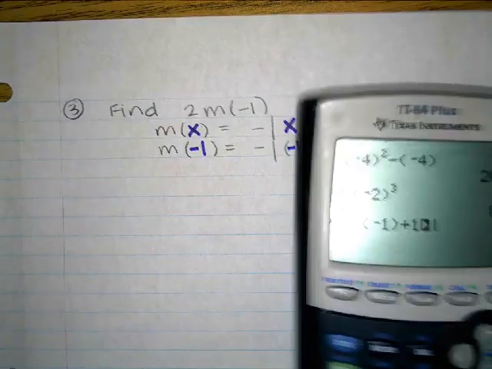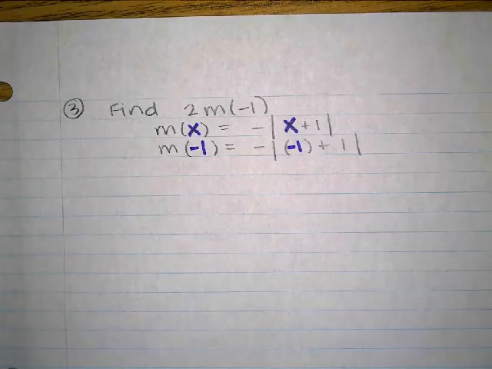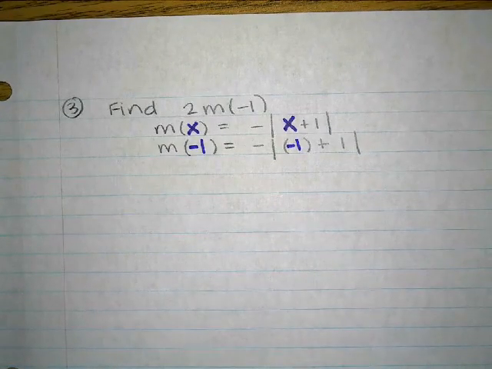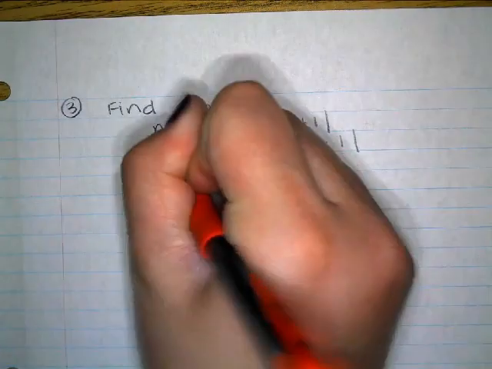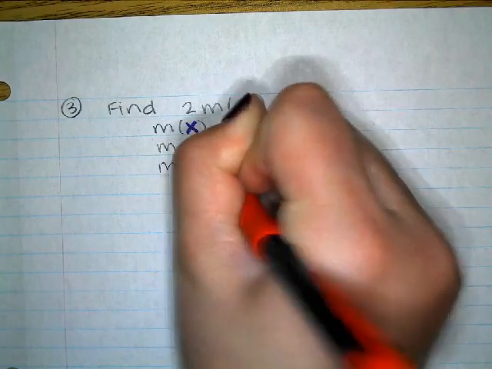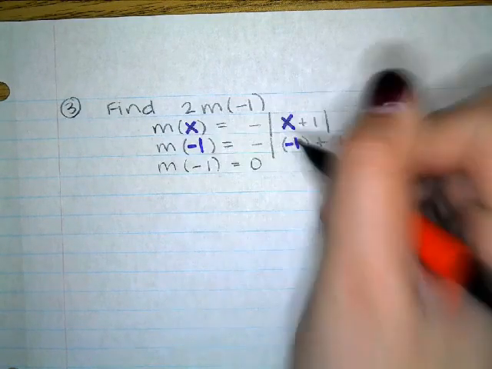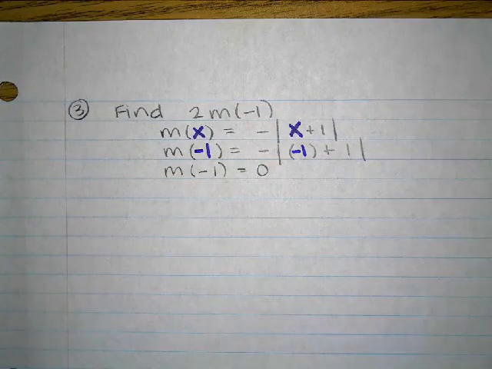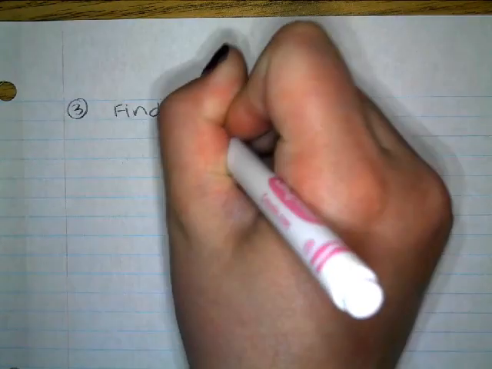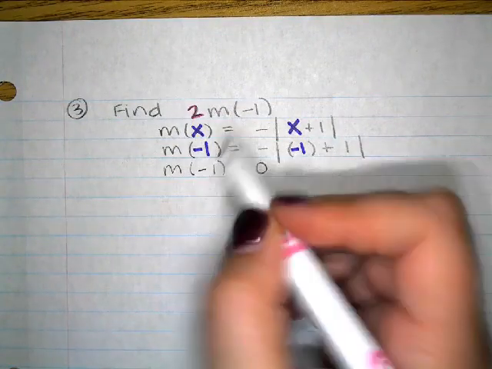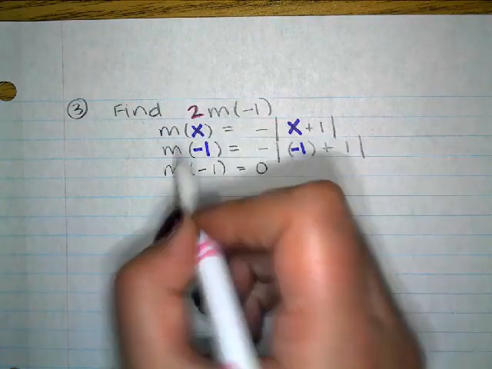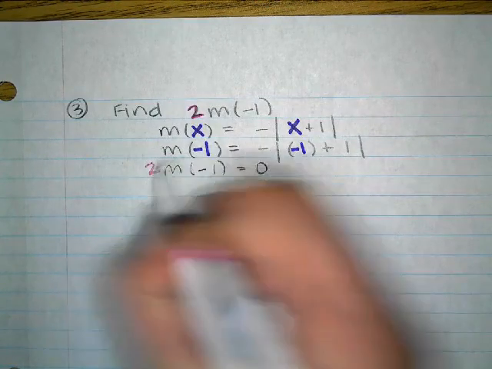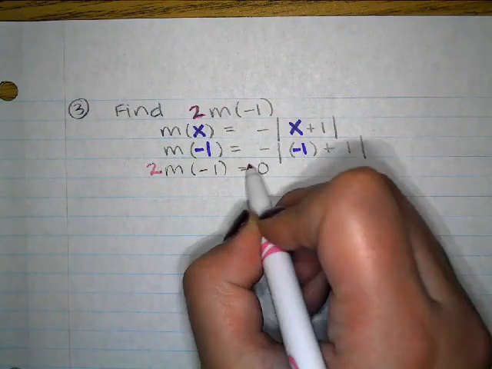Okay, and then when you guys type that, what do you get? Okay, so I got m of negative 1 equals 0. So now I'm going to do that part where I take the 2 and put the 2 in front of it. So it's 2 times m of negative 1. So I'm going to do 2 times the answer that I just got.